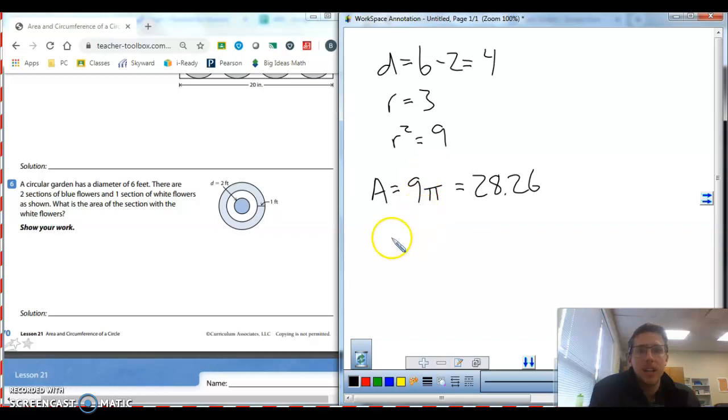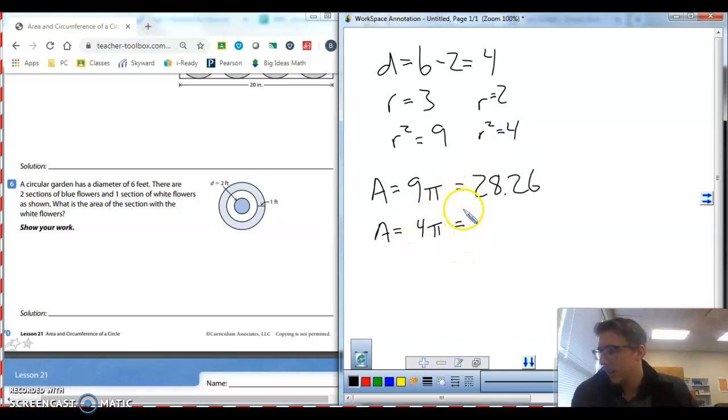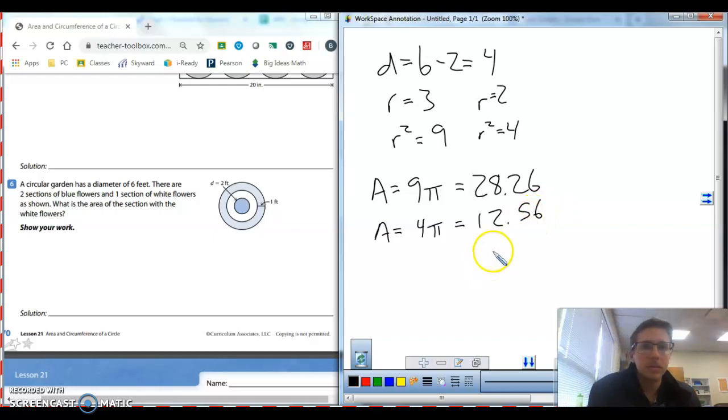Okay, so now we need to take area of white. The radius is 2, which means radius squared is 4. So now we got 4 pi for the area of the white. And that gets you 12.56. Okay, so this is outer blue. This is the white area.